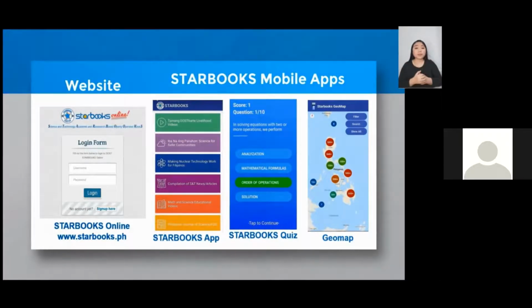Meron din po tayong iba't ibang mobile app na na-develop accessible sa ating Android mobile devices or kay Google Play Store, kagaya ni GeoMap. Si GeoMap po ay isang locator app na pwede nating gamitin para malaman kung saan may malapit na installed Starbucks sites sa ating lugar. Si Starbucks app naman po ay para ma-access natin yung mga online contents. At yung huli or si Starbucks Quiz is dinevelop po siya para meron tayong libangan. Mamaya po ipapakita natin kung paano siya gumagana.